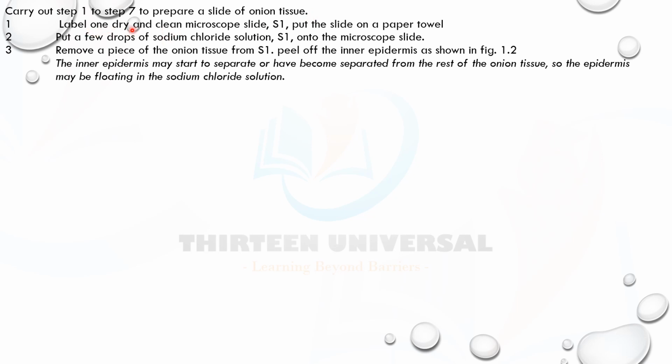The first thing you do is label one dry and clean microscope slide S1. Put the slide on a paper towel. Put a few drops of sodium chloride solution S1 onto the microscope slide. Remove a piece of onion tissue from S1. Peel off the inner epidermis as shown in Fig 1.2. The inner epidermis may start to separate or have become separated from the rest of the tissue. So look at it.